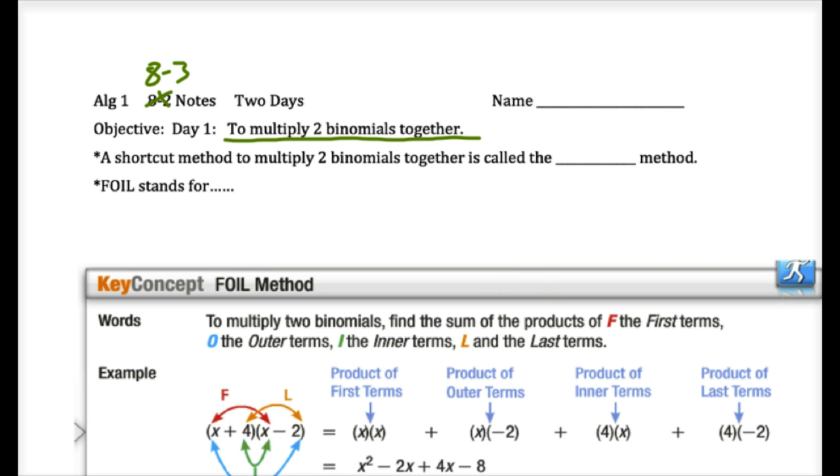All right, and then the shortcut method to multiplying two binomials together is called FOIL, or the FOIL method. So put FOIL in that blank. They're all capital letters, but you don't have to put capital letters. FOIL is actually an acronym, a word that helps you remember a longer thing. Everybody say acronym. FOIL is an acronym for this.